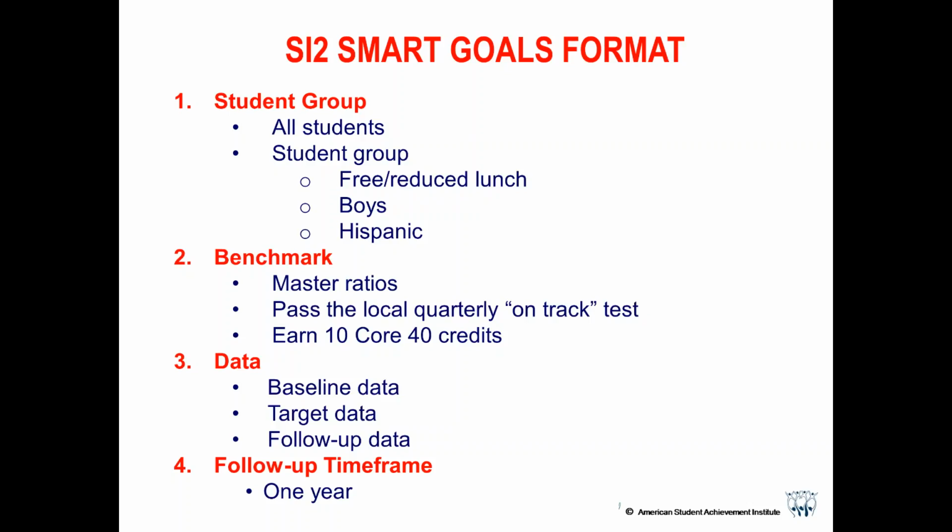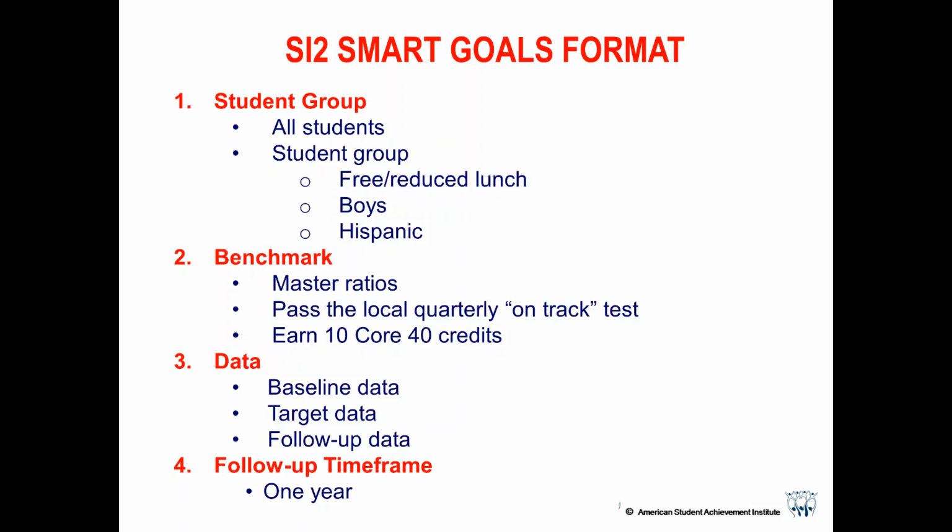Like if you looked at your data and you find that your paid lunch students are all meeting the benchmark, but your free and reduced lunch students are not, you might have a very specific student group in your SMART goal. It's the free and reduced lunch kids that we're after. Or maybe it's a grade level, the third graders, or maybe it's boys or Hispanic students.